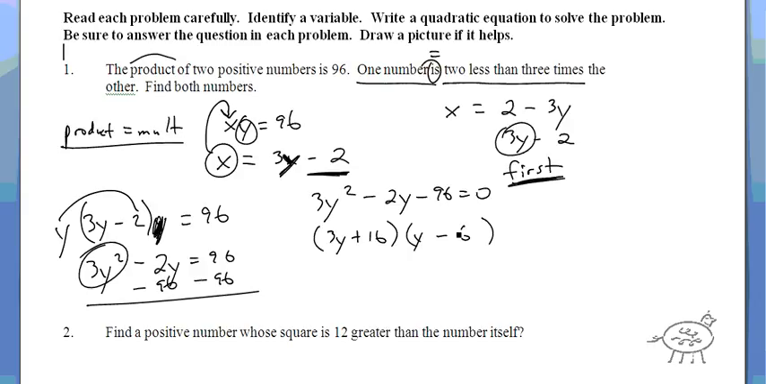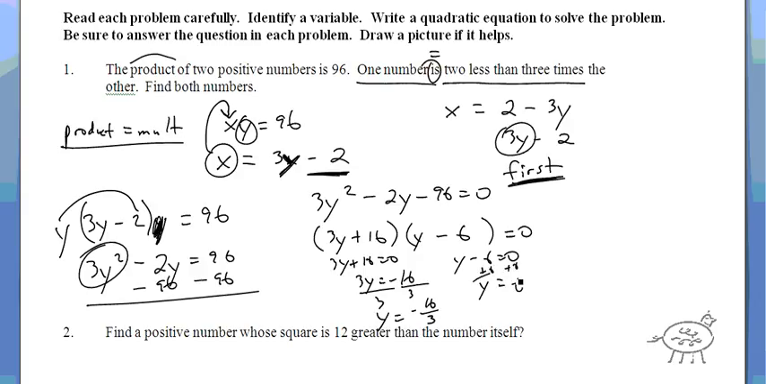Again, if you didn't know how to do that, it's x equals the opposite of b plus or minus the square root of b squared minus 4ac, all over 2 times a. You get the right answer. So if I solve this, 3y plus 16 equals 0. Subtract 16, so 3y equals negative 16. Divide by 3, so y equals negative 16 thirds. And this one's y minus 6 equals 0, so add 6 to both sides, y equals positive 6.